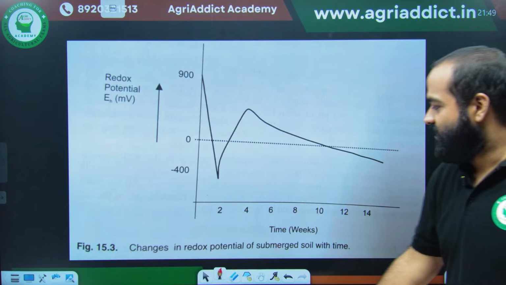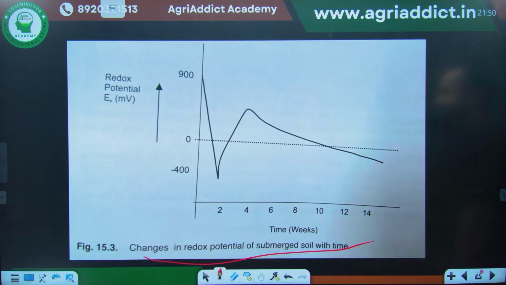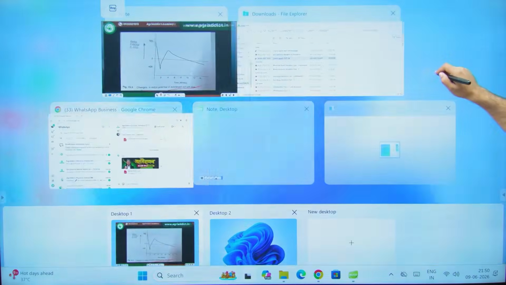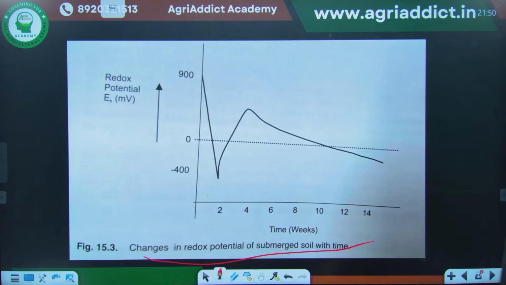This is the graph of change in redox potential of submerged soil with time. Only remembering this graph is enough, because from this graph only they might ask questions and there will be nothing else. अब ये क्यों होता है? I will explain that very shortly. ऐसा क्यों होता है?